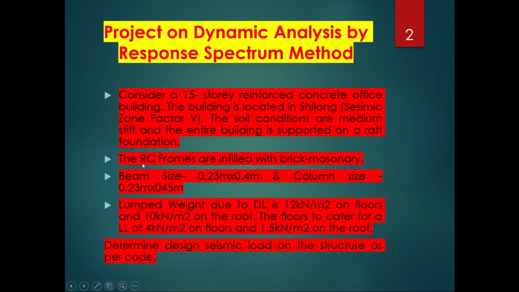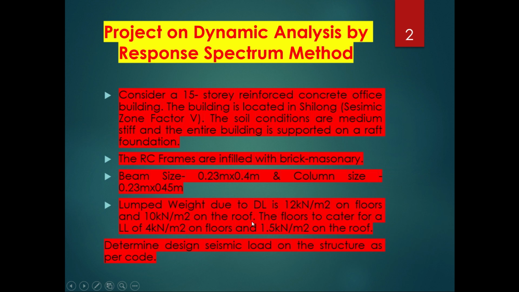Another piece of information is that the RC frames are infilled with brick masonry. The size of the beam is 0.23 meter by 0.4 meter, where 0.4 meter is the depth and 0.23 meter is the width. Again, the column size is 0.23 meter by 0.45 meter. It is 0.45, not 45. The lumped weight due to dead load is 12 kilonewton per meter square on floors and 10 kilonewton per meter square on the roof.